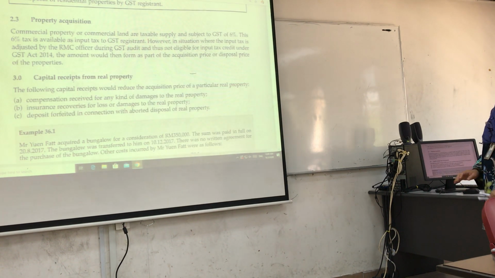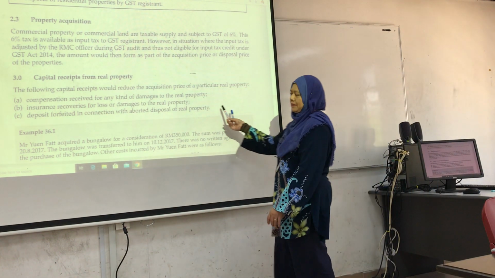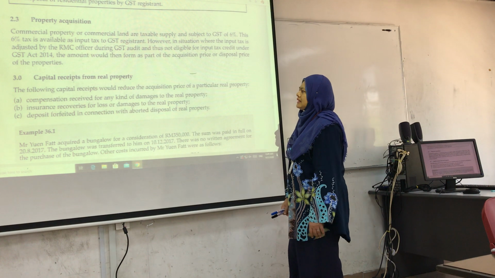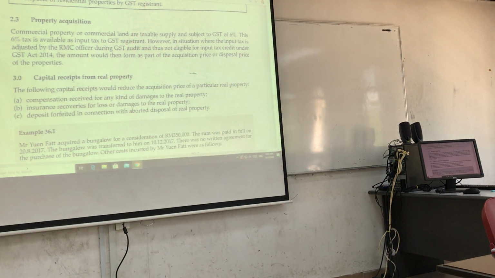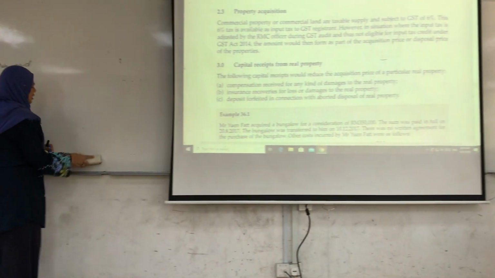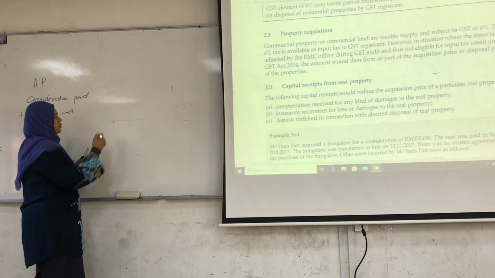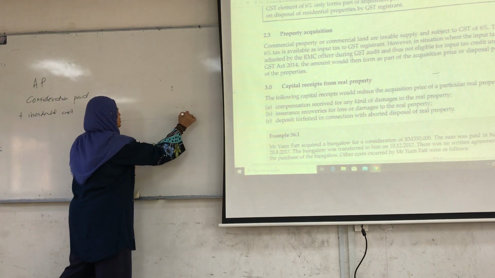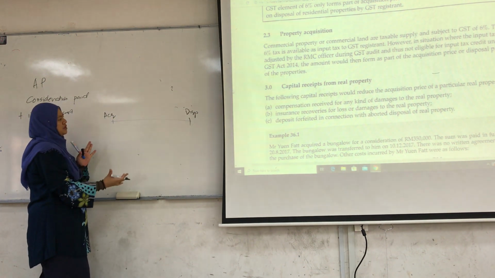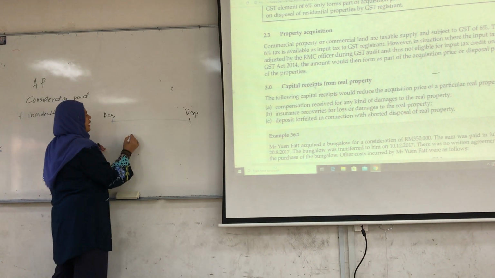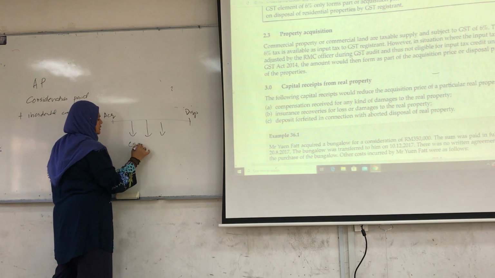Okay, then we have capital receipts from real property. How you see it is that you have the period when you first acquire the asset. When you acquire and when you dispose of the asset, you do have several periods of years. It could be a number of years here. So during this period, if there are any capital receipts during this period, capital receipts.